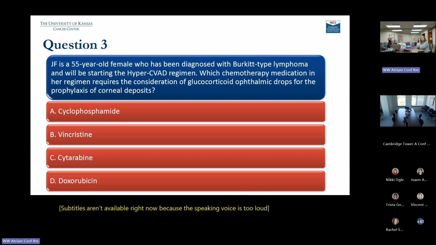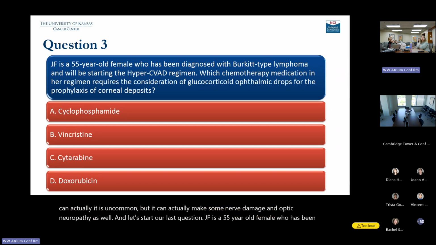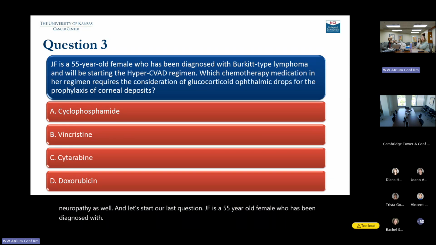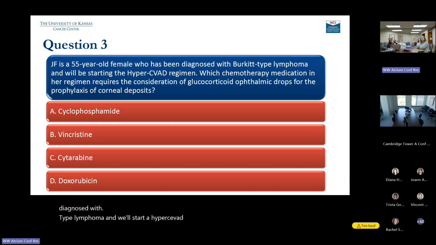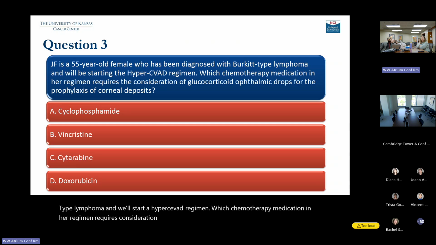JF is a 55-year-old female who has been diagnosed with Burkitt type lymphoma and will start a hyper-CVAD regimen. Which chemotherapy medication in her regimen requires consideration of glucocorticoid ophthalmic drops for the prophylaxis of corneal deposits? A, cyclophosphamide, B, vincristine, C, cytarabine, D, doxorubicin.